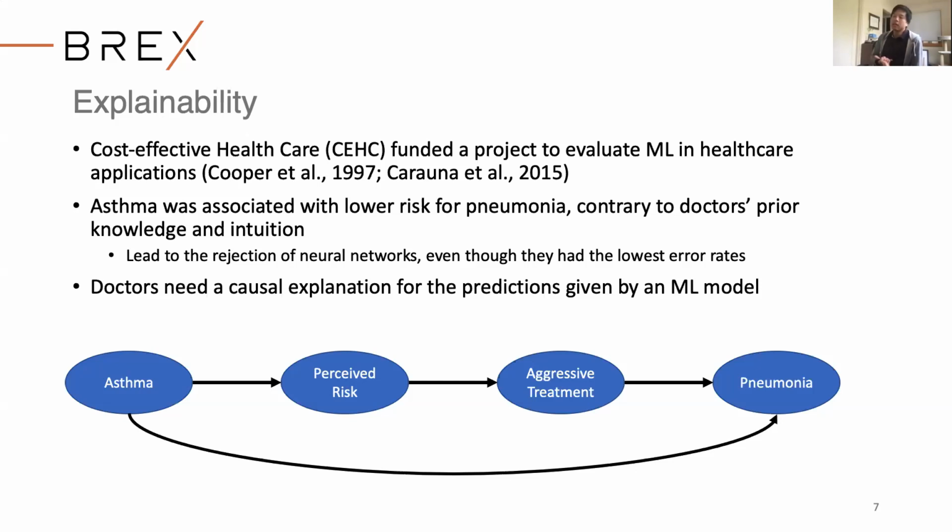So once you had this underlying causal explanation, you're like, oh, okay, that makes sense to me, and I understand why that prediction is being made. Because they couldn't get that kind of explanation from neural networks, they ended up not trusting them and not using them.